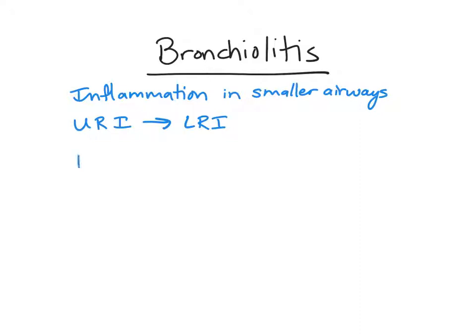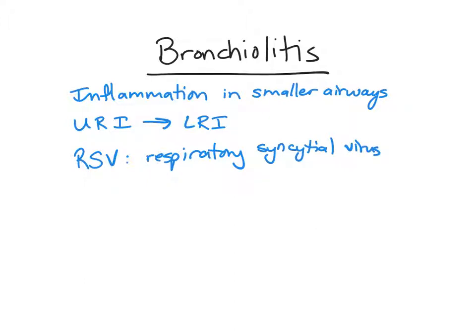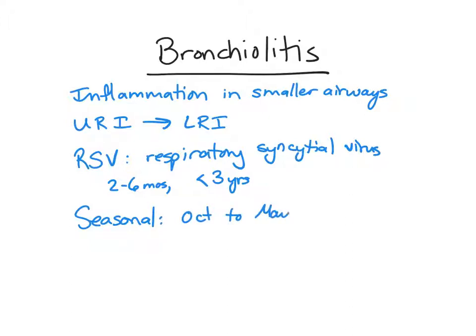The most common virus associated with bronchiolitis is RSV. This is the respiratory syncytial virus, and it most commonly affects infants from 2 to 6 months, but it can really be anyone under 3 years old. If an adult or an older child gets an RSV infection, it just looks like a cold rather than presenting as bronchiolitis. Much like the flu, RSV does have a season, and it is in fact the same season from approximately October to about May, depending on the year.